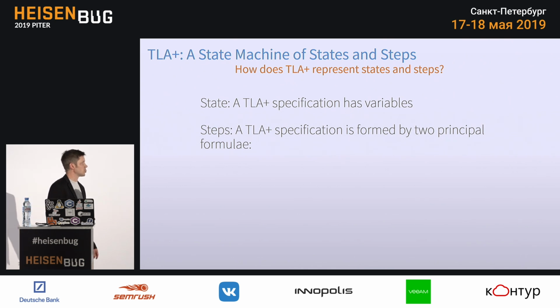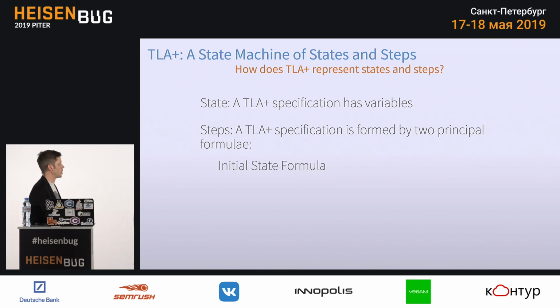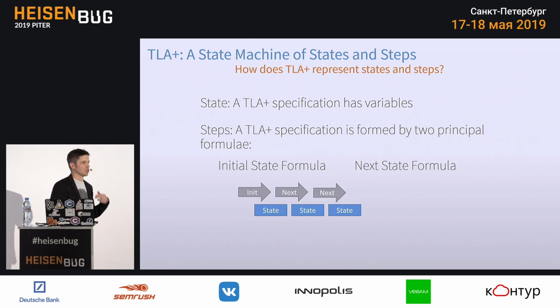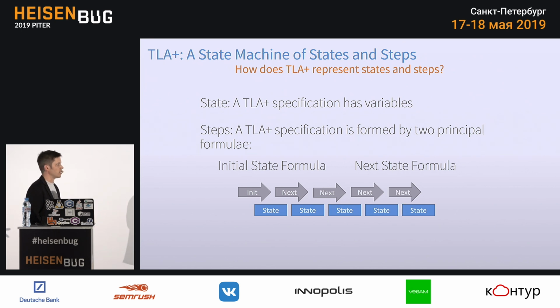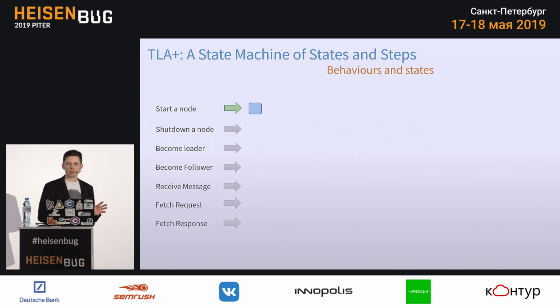And how do we represent steps? These are through formulas. Everything is a formula in TLA+. So we have an initial state formula, and this is where we basically set the values of our variables in the beginning. And then we have a next state formula, and the next state formula is executed again and again and again, reaching every single possible state.